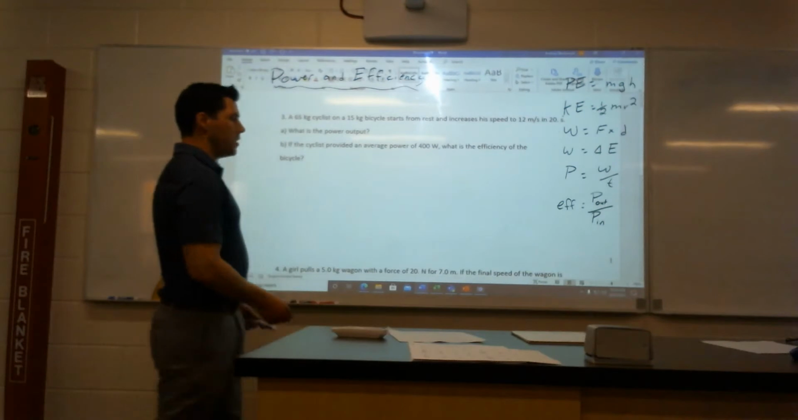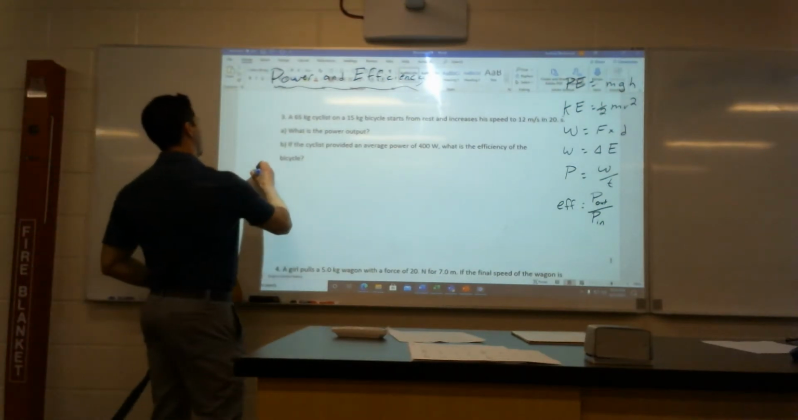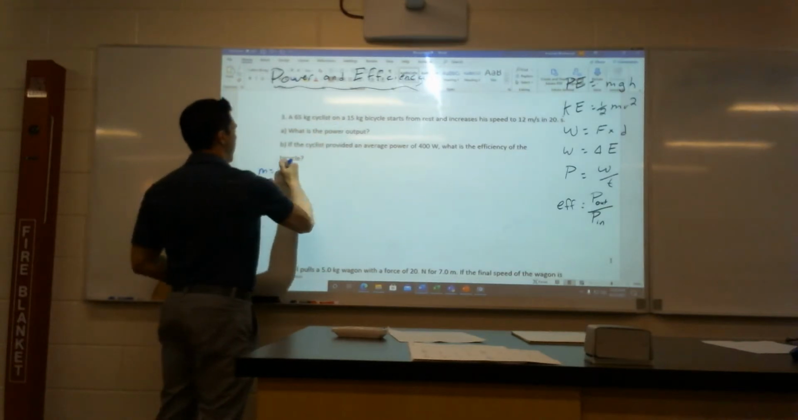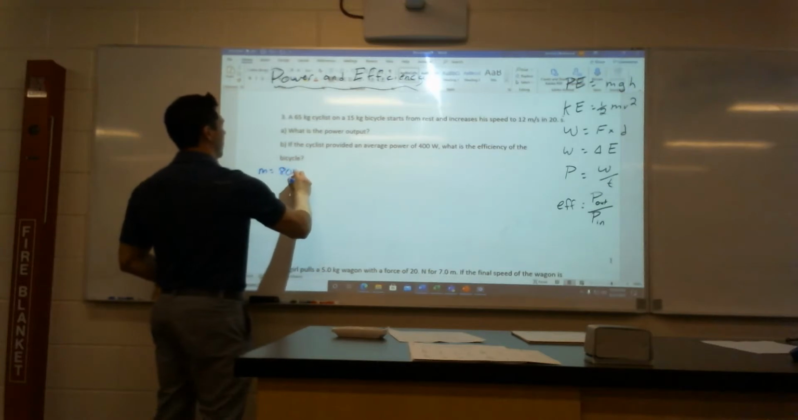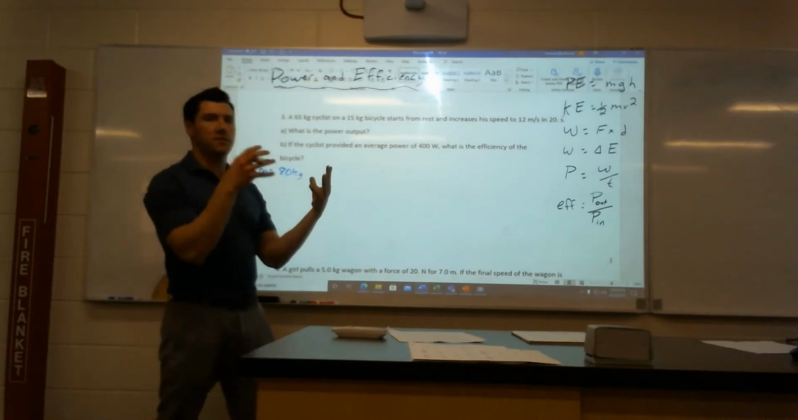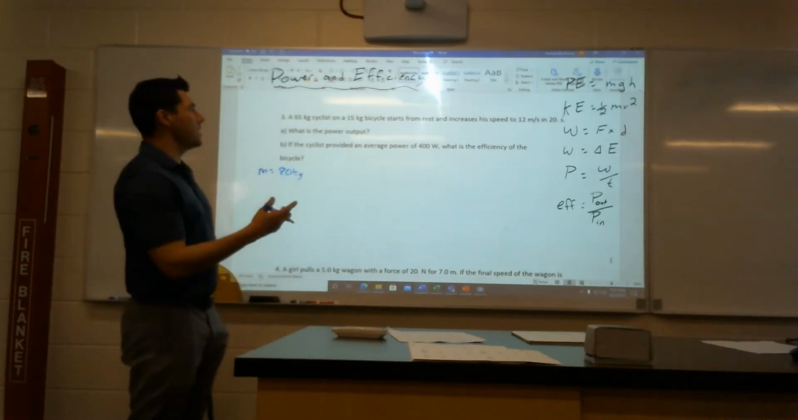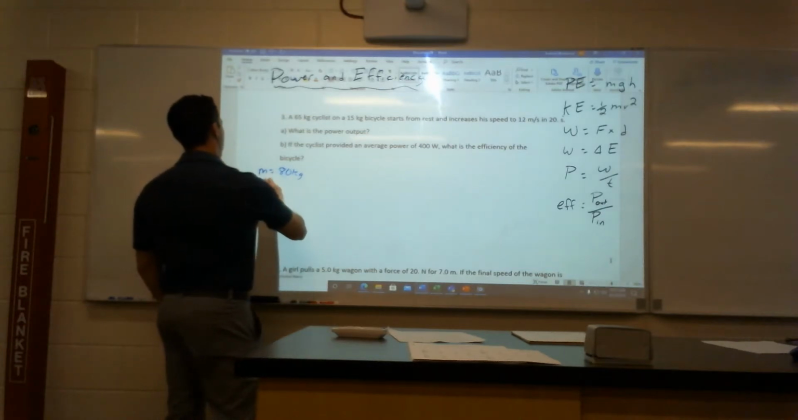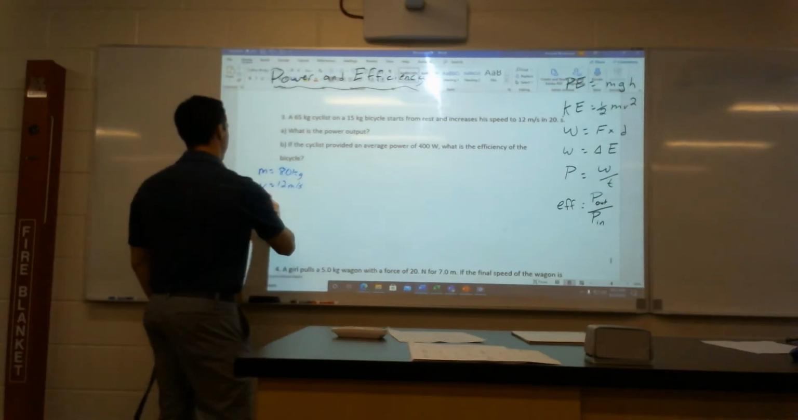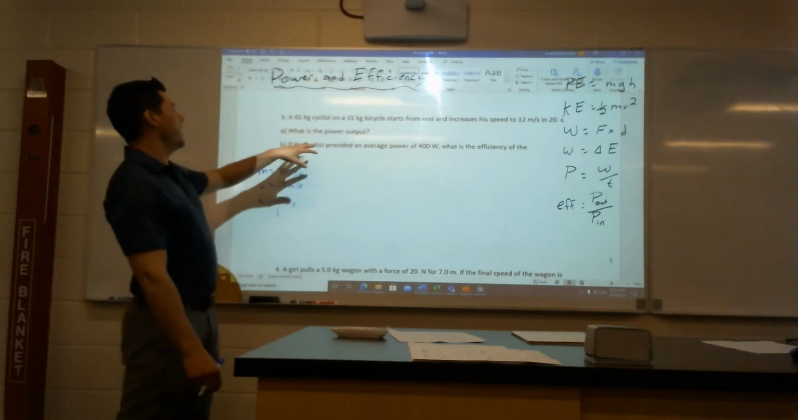All right. Here's question 3. A 65 kilogram cyclist on a 15 kilogram bike. We're going to say that they're together, they're a system, they're attached to each other. So there's a mass total here of 80 kilograms. Start from rest and increase to a speed of 12 meters per second in 20 seconds. So it says, what is the power output?